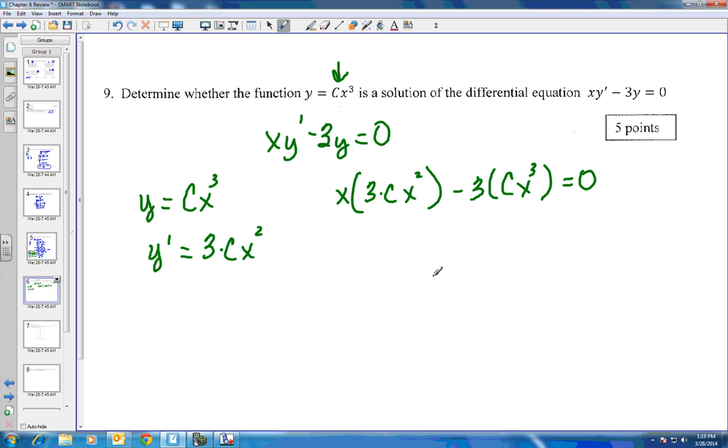So this is what? 3 times cx to the third minus 3 times cx to the third. So determine whether the function is a solution. Yes, it's a solution because that gave me a true equation. So far, so good.